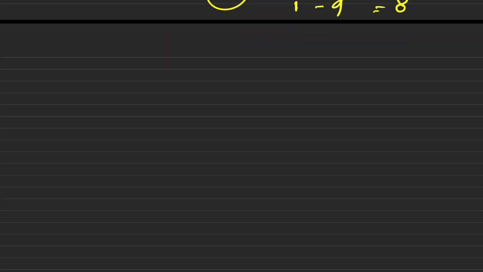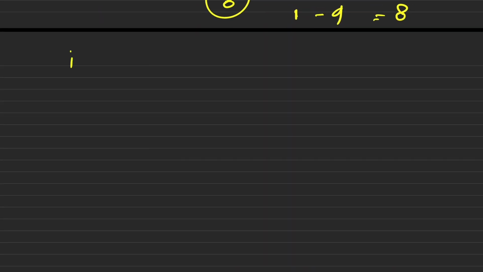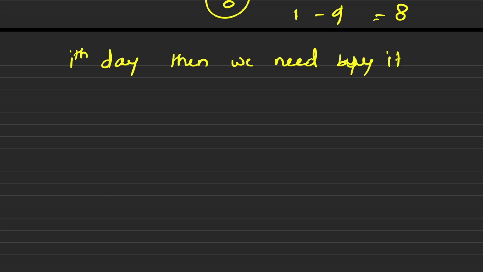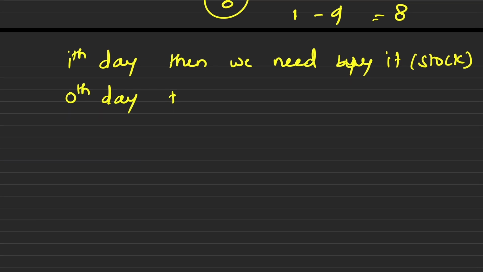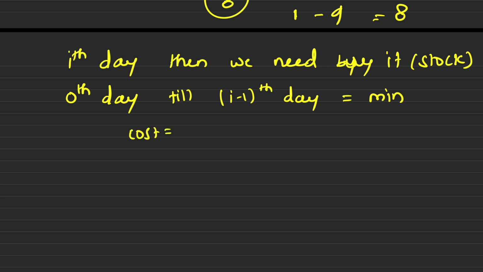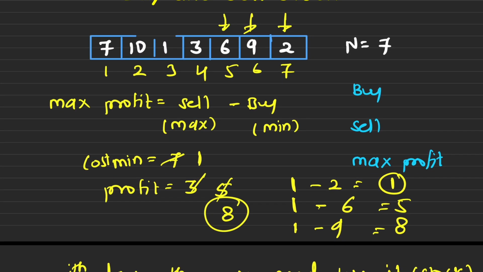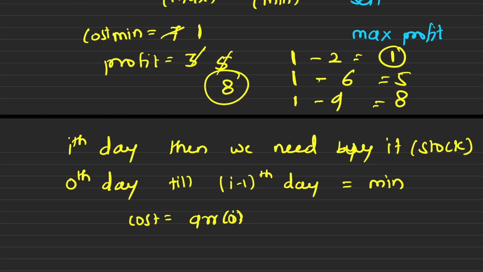What exactly we are doing is, if we are standing on the ith index, ith day, then we need to buy the stocks. I will write in bracket, you need to buy the stocks from 0th day till I minus 1th day, and that should be as minimum as possible. So how can we write this? As of now what is my cost? As of now my cost is nothing but ARR of I, that is 0, the element present at my 0th index. So this would be a minimum cost.